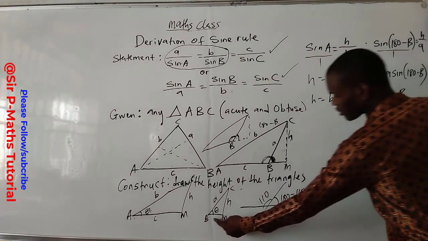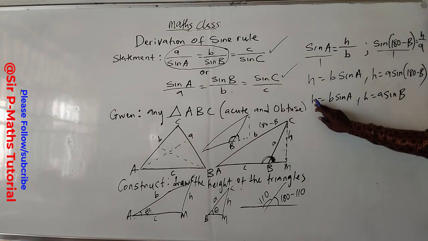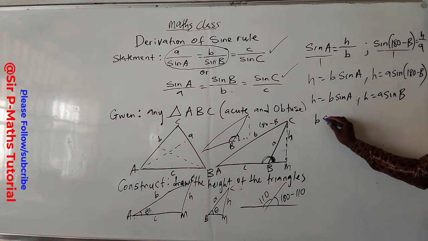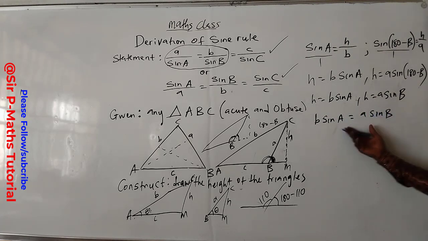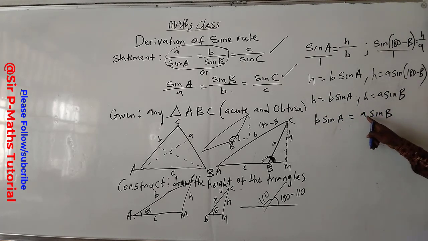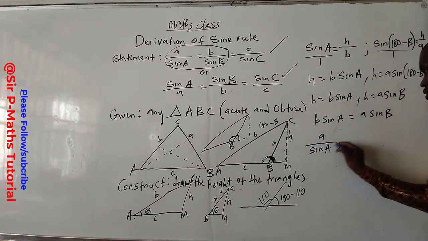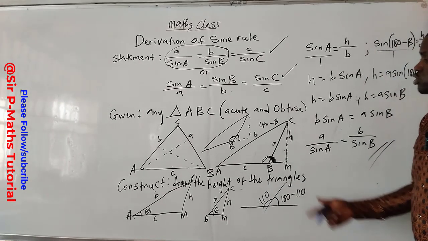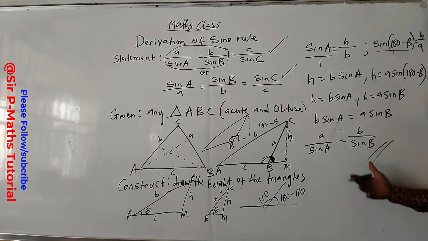The angle here is still B because we're looking for that angle there. So I have h and h, therefore equate the both of them. b sine A is equal to a sine B. At this point, represent them in their ratios. a will come here. I'll have a over sine A equal to b over sine B. So whether I'm using obtuse angle triangle or acute angle triangle, we are arriving at the same point.